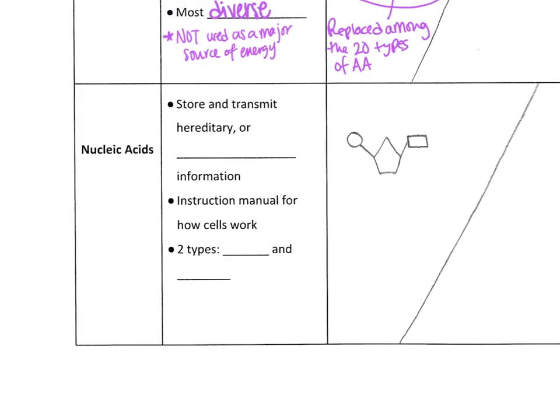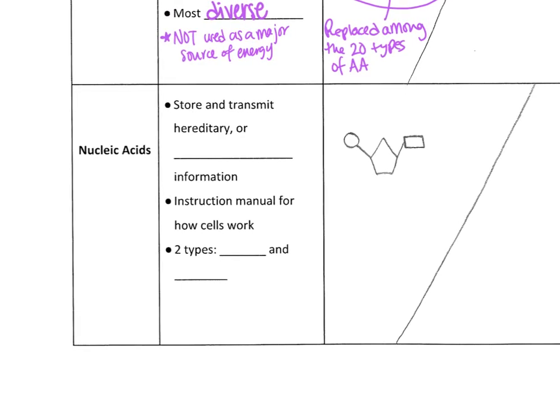You've actually probably heard of nucleic acids before, even if you don't recognize the name nucleic acid. Nucleic acids are molecules that store and transmit hereditary or genetic information. Your nucleic acids provide an instruction manual for how your cells are supposed to work and do their jobs. There are two types of nucleic acids. DNA, which is the one you've probably heard of before, the DNA inside of your cells. And we'll also be learning about RNA, which is a close relative of DNA.